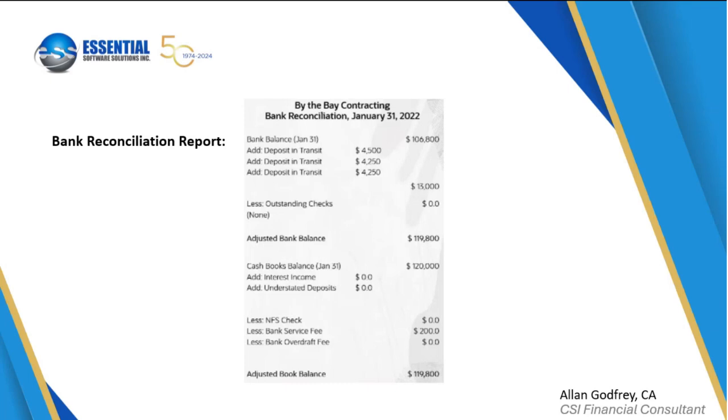of $119,800. And then we look at our GL, or our cash book balance, and then we look at the offsets to that. Maybe there's, as you see, $200 for bank fees that haven't been posted yet because they were sitting on the statement. That way the adjusted bank balance always matches the adjusted book balance. And then you know that your rec is okay.